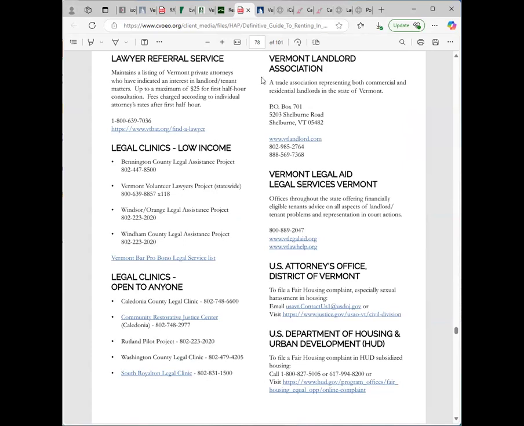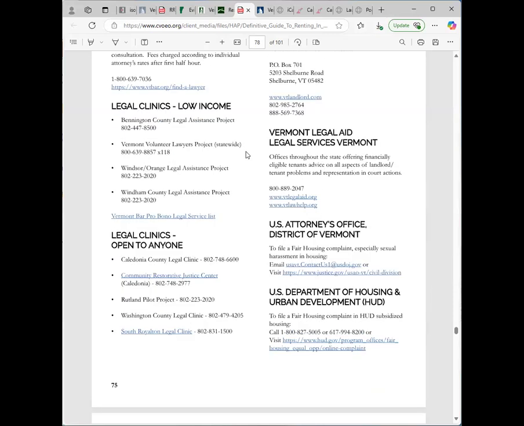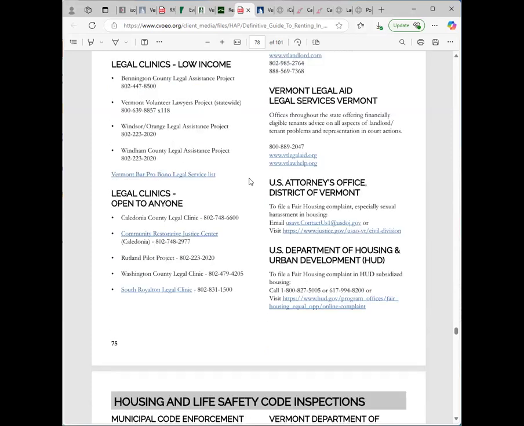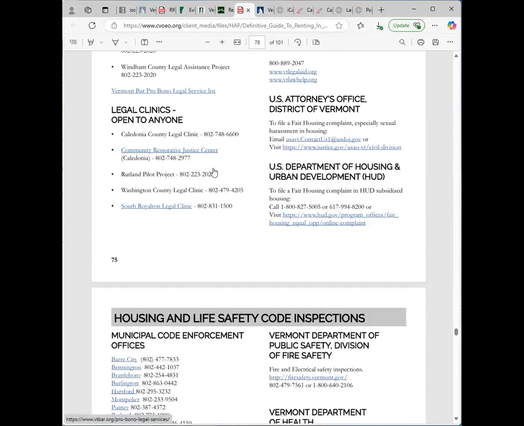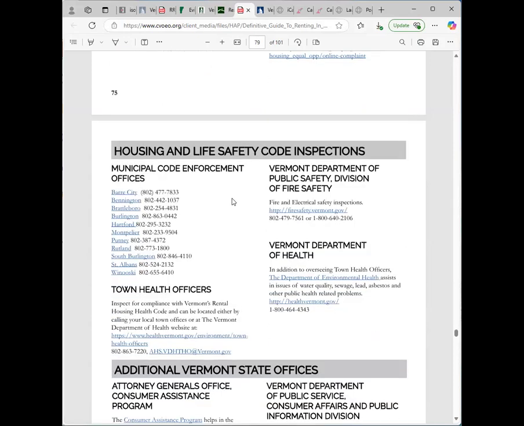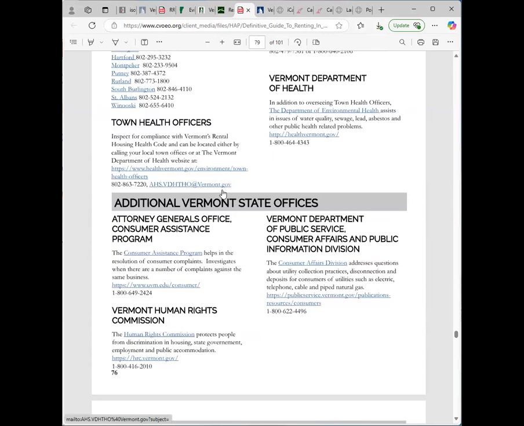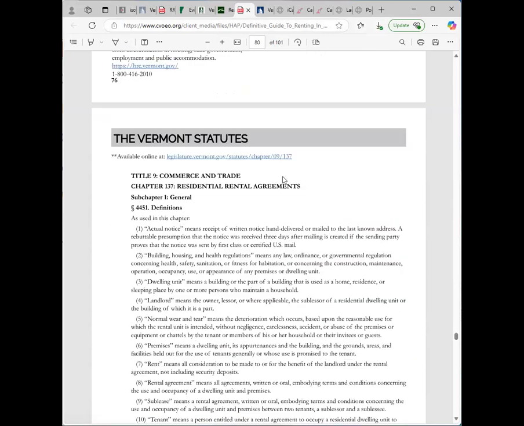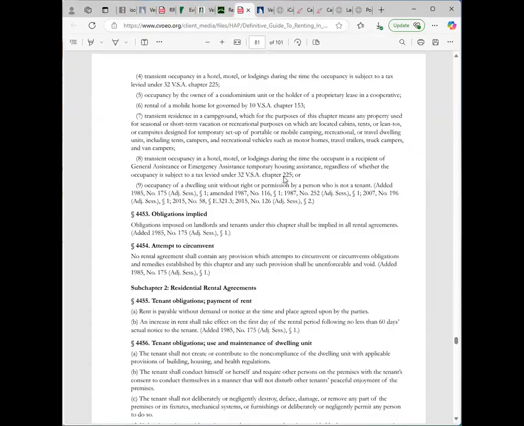So Vermont Landlord Association, we'll talk more about that. Vermont Legal Aid, vtlegalaid.org or vtlawhelp.org. Legal clinics open to anyone. There are 5 different lists in here. If you're looking for a legal clinic in Vermont, there's legal clinics for low income, and then legal clinics open to anyone. Then there's HUD, Housing Enforcement, Town Health Officers, Human Rights Commission, and then the statutes. And so it goes on.